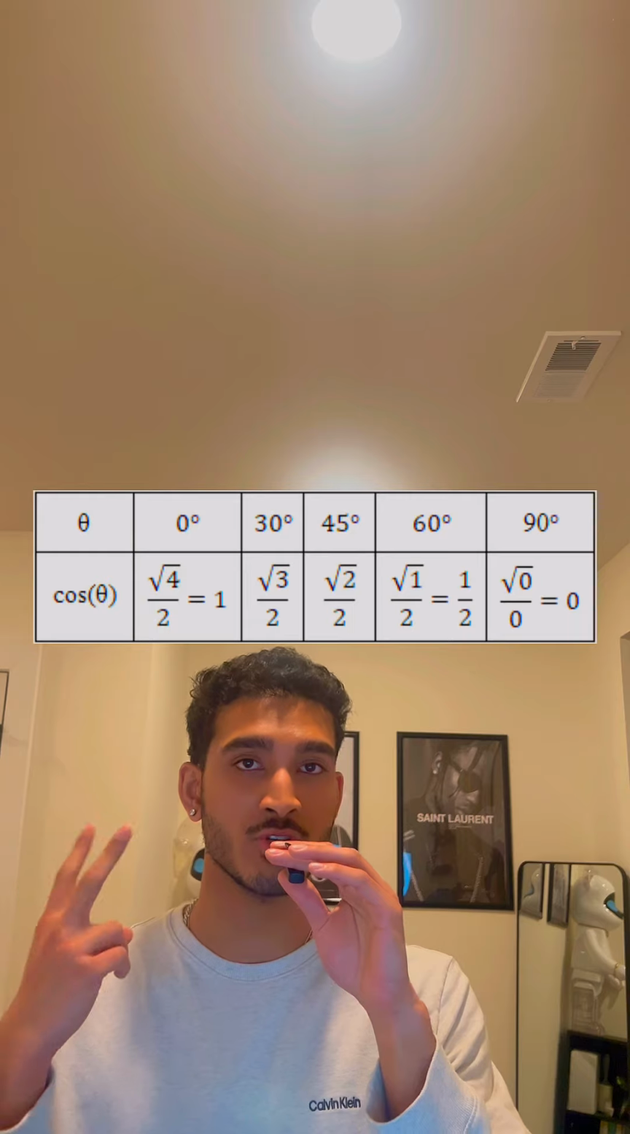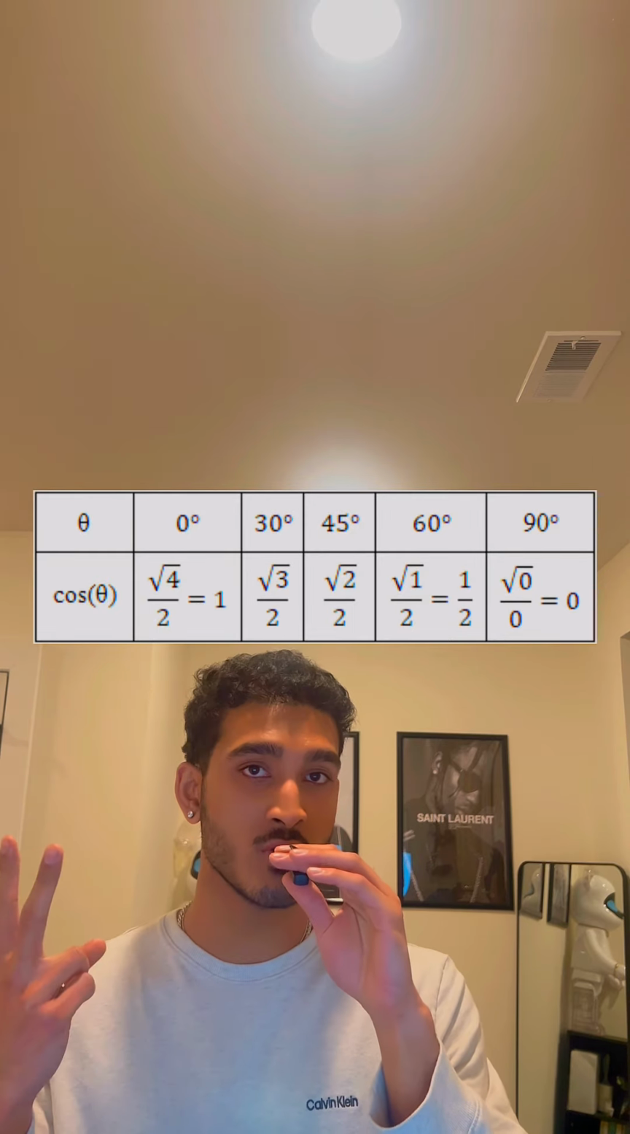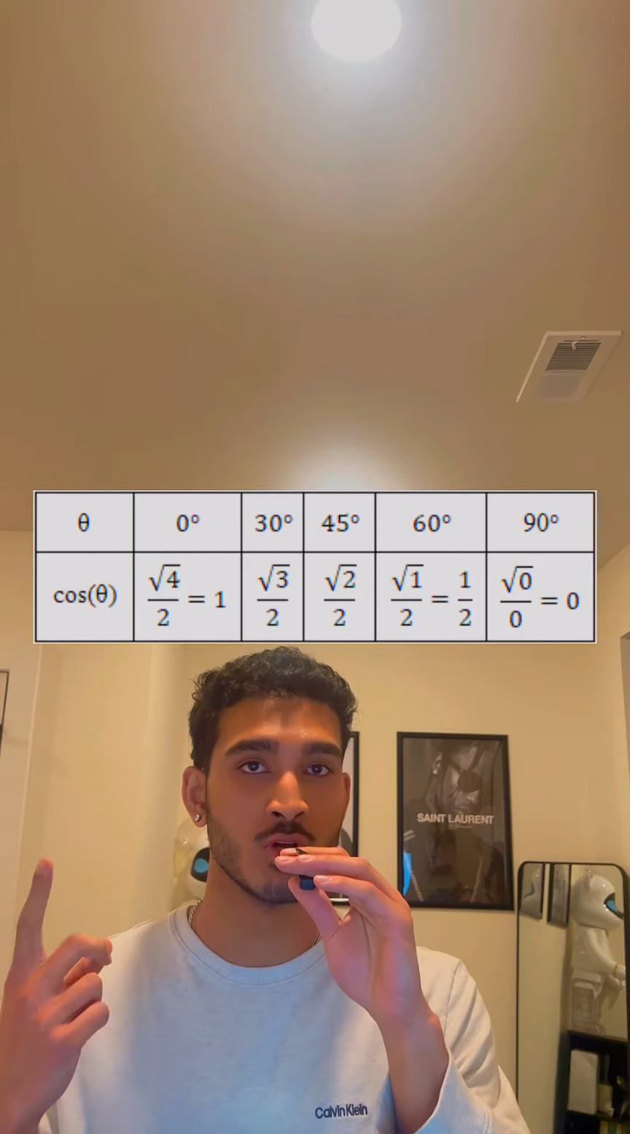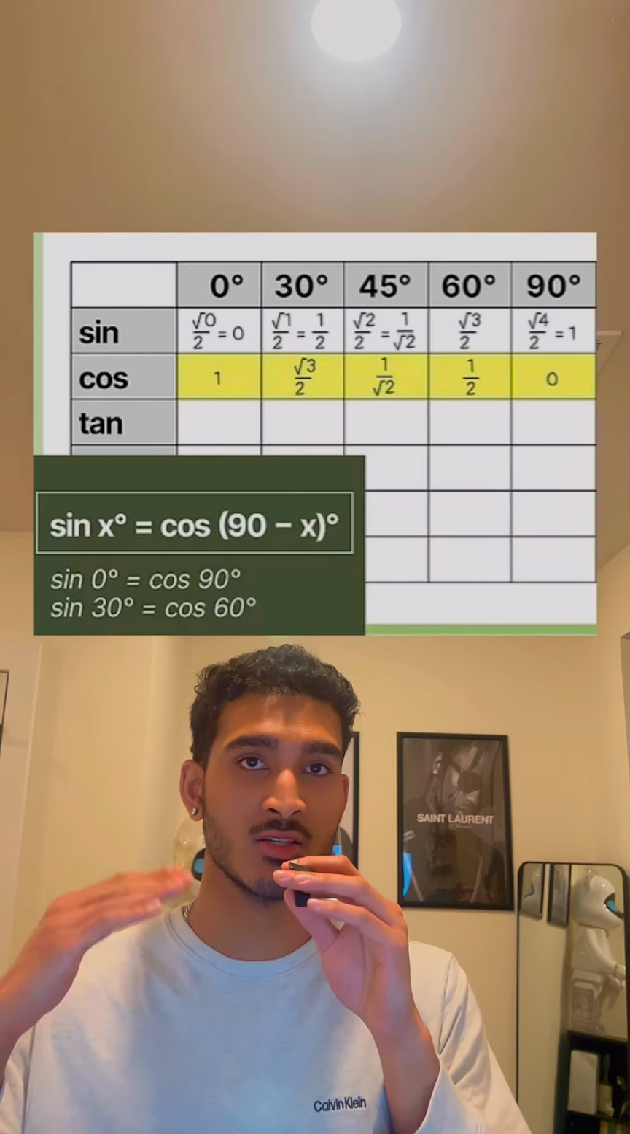Now, if you put these numbers in square root form, you know that 1 is also equivalent to square root of 4 over 2. So going down the line, we have square root of 3 over 2, square root of 2 over 2, and square root of 1 over 2, which is just 1/2. Finally, square root of 0 over 2, which is 0. Now this covers the cosine from angle 0 to 90, whereas the sine would be in the opposite direction from 90 to 0.